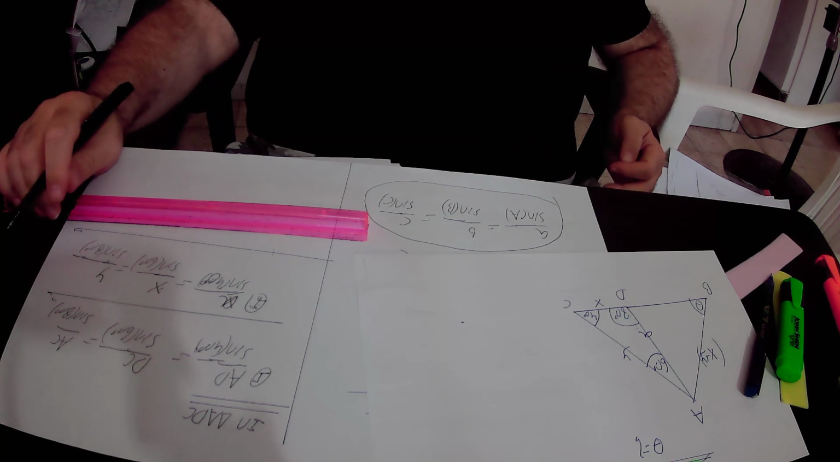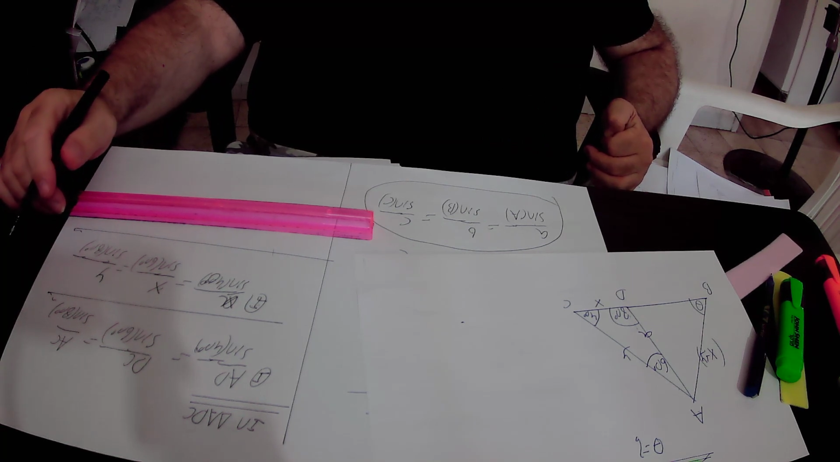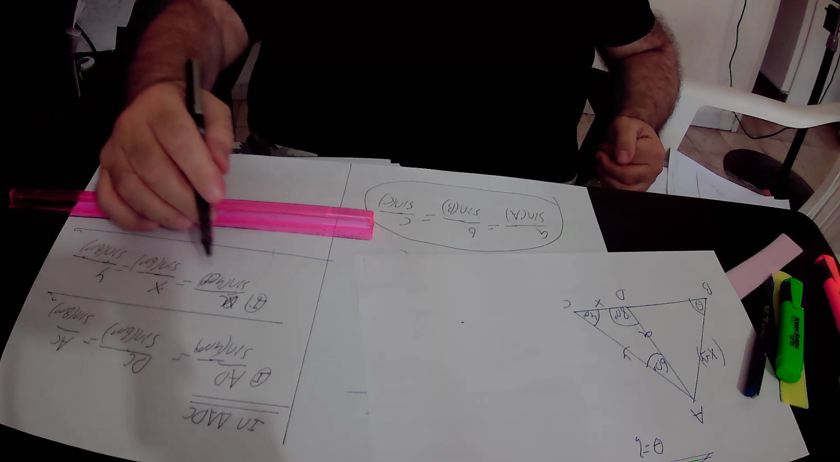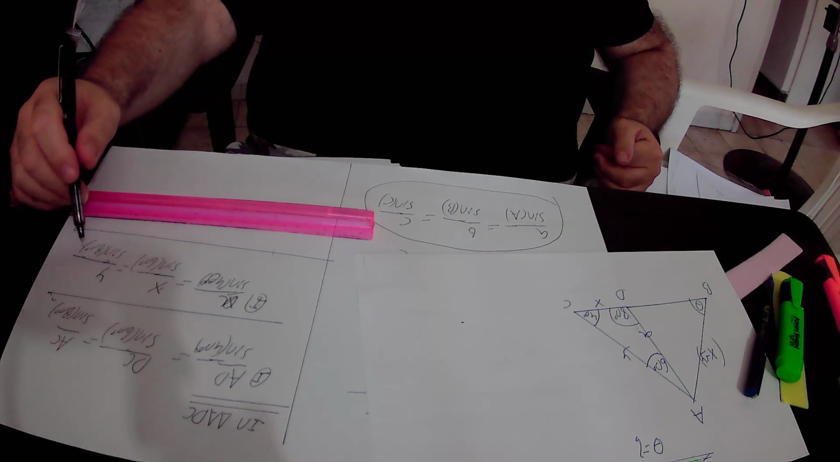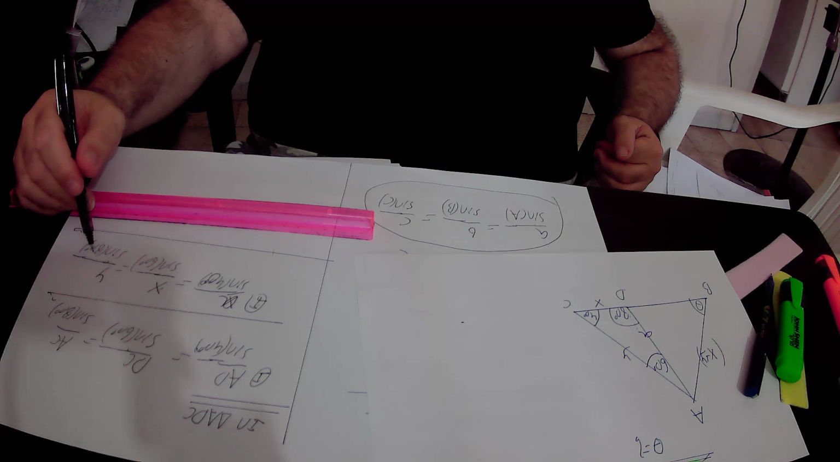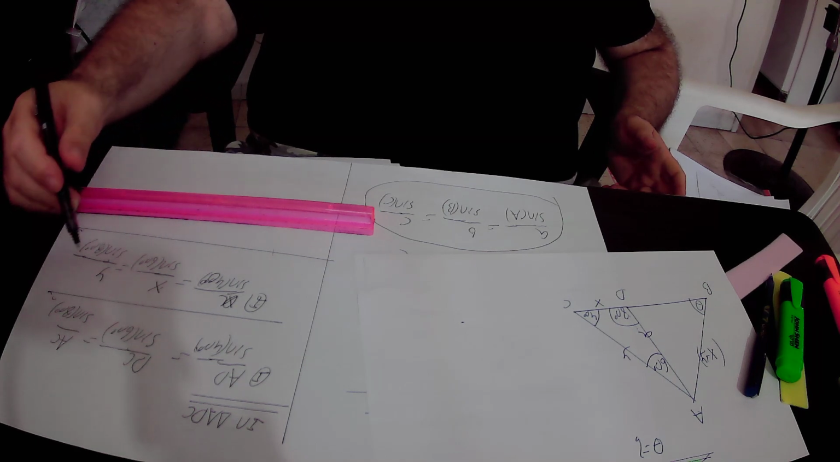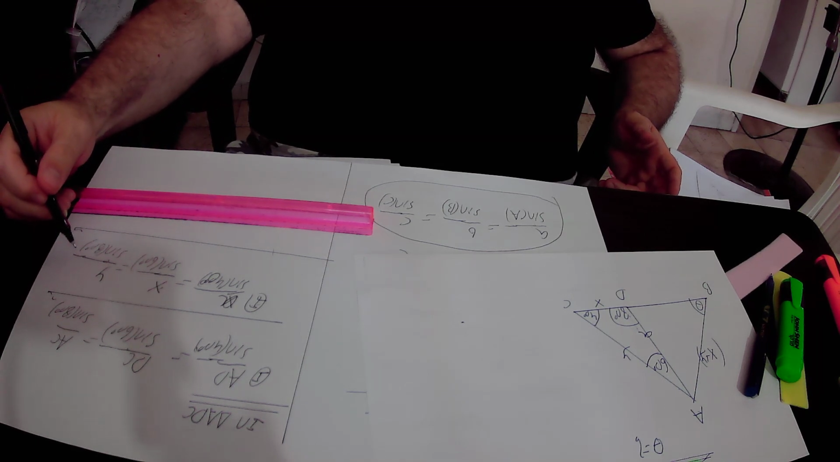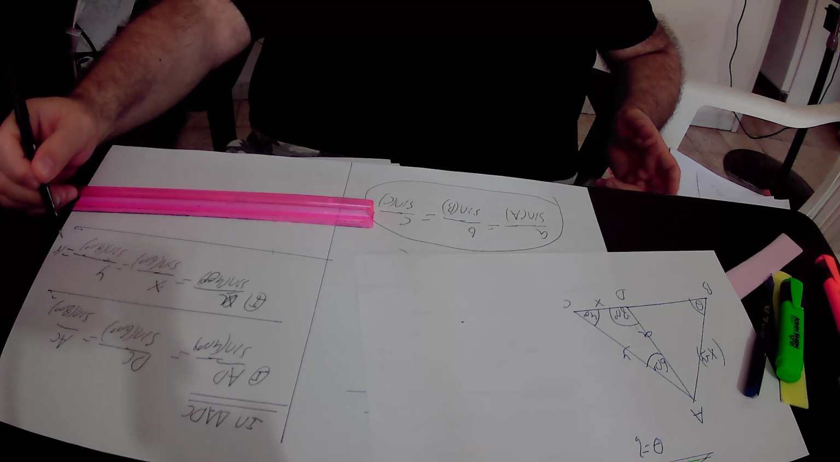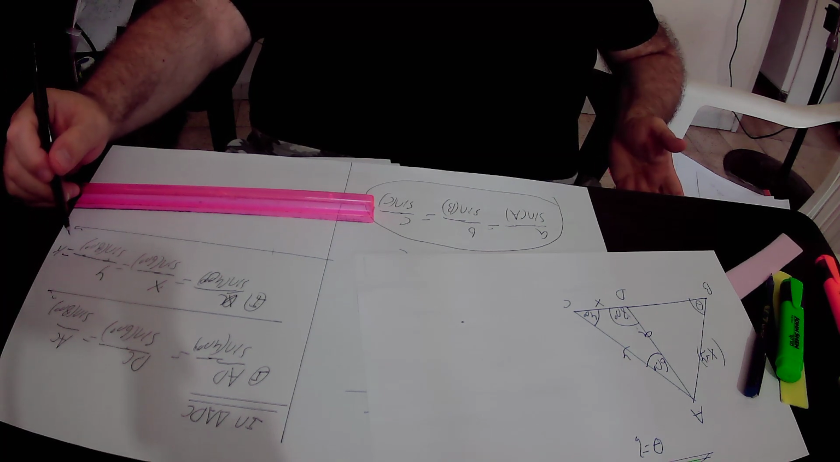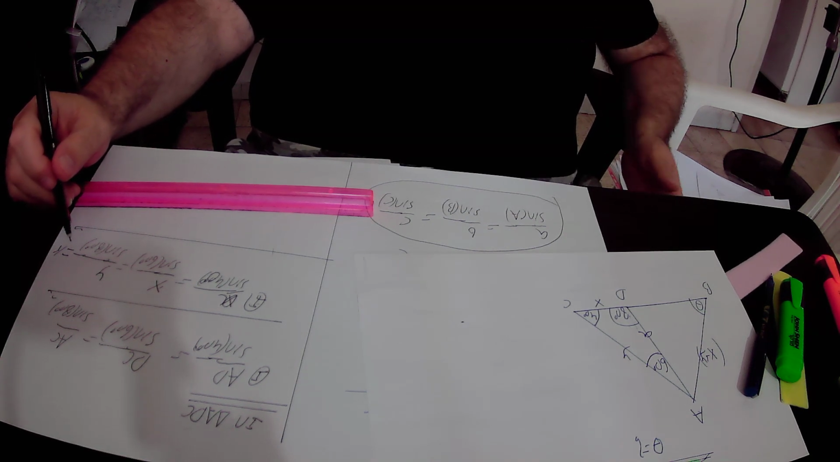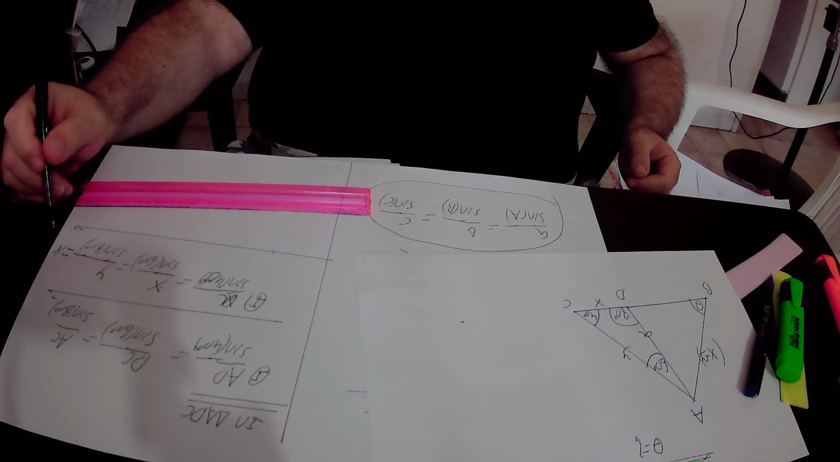Okay, we will define each expression as k. So we'll define y over sine 80 degrees equals x over sine 60 degrees equals a over sine 40 degrees, and we'll define the three expressions as k. That is to say, they are all equal to k. Because they are all equal to each other, we can say that they are all equal to k.